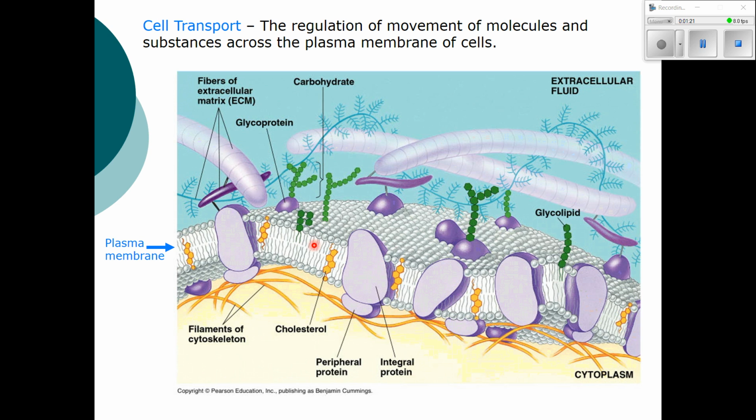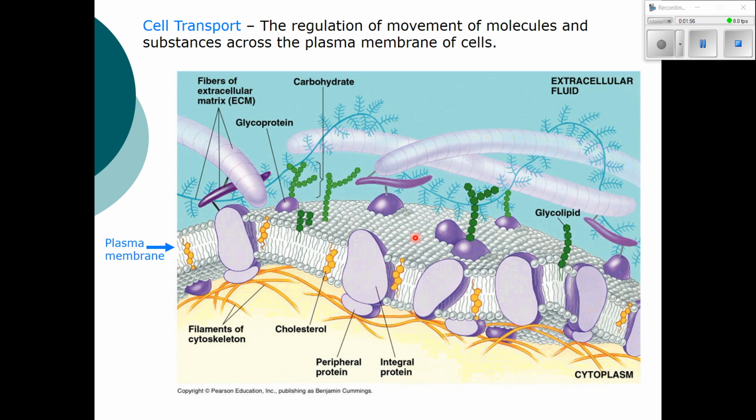Now, fluid mosaic, what does that mean? Fluid means that these proteins that are integrated within the structure of the membrane, the cholesterol molecules, and all the various components that we see in this image are not in a fixed position. They can move around within the structure of the membrane. So this protein might be sitting right here now, and a few minutes later it might be sitting over here someplace. So it's a fluid structure.